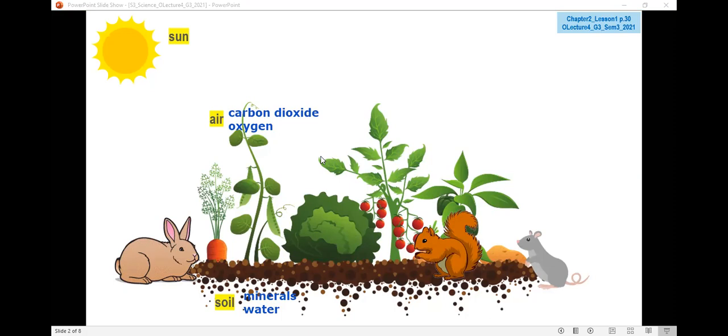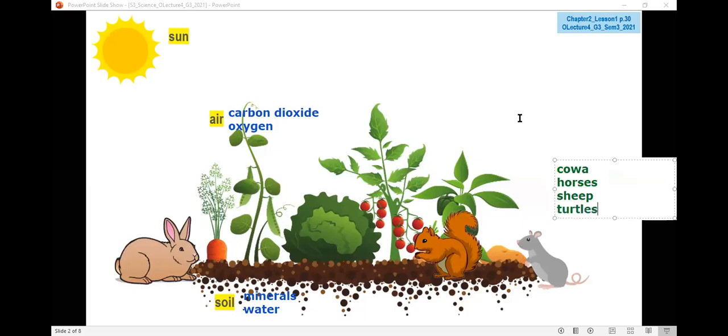Rabbits, squirrels, and mice are examples of animals that feed on plants. Other examples of animals that feed on plants are cows, horses, sheep, and turtles. Thank you.